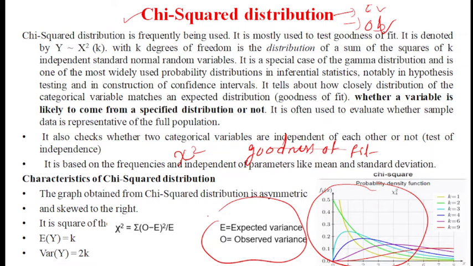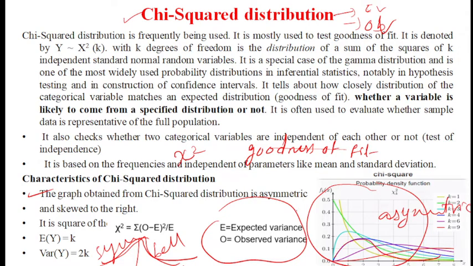What are the characteristics of this chi-square distribution? The graph obtained from chi-square distribution is asymmetric. It is not symmetric. A symmetric distribution should be like this: a central point will be there, in the form of a bell shape. It is symmetrical. But the chi-square distribution is asymmetrical. It is not a bell-shaped curve. It is an asymmetrical distribution, skewed to the right. If you observe this graph, the curves are right skewed.